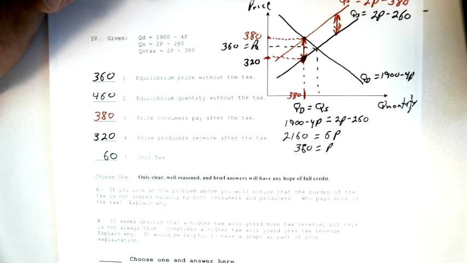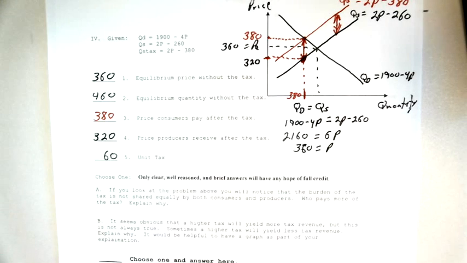Now, who pays more really depends on the slopes of the two curves, and that has to do with elasticity that we haven't covered yet. Now, part B is kind of a thought experiment. It seems obvious that a higher tax will yield more tax revenue, but this is not always true. Sometimes a higher tax will yield less tax revenue. Explain why. Well, there are a lot of ways to think about it.